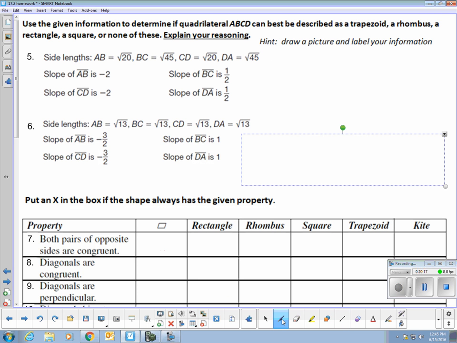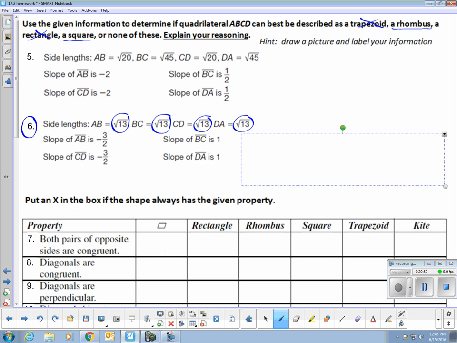All right, so a little bit of a review here in number 6. We're going back to quadrilaterals, stepping away from triangles. And in this quadrilateral, we are given 4 side lengths. And what I notice about all of the side lengths is that they are all equal to each other. So here's what that means. It could be a square, or it could be a rhombus. Not a trapezoid, not a rectangle.